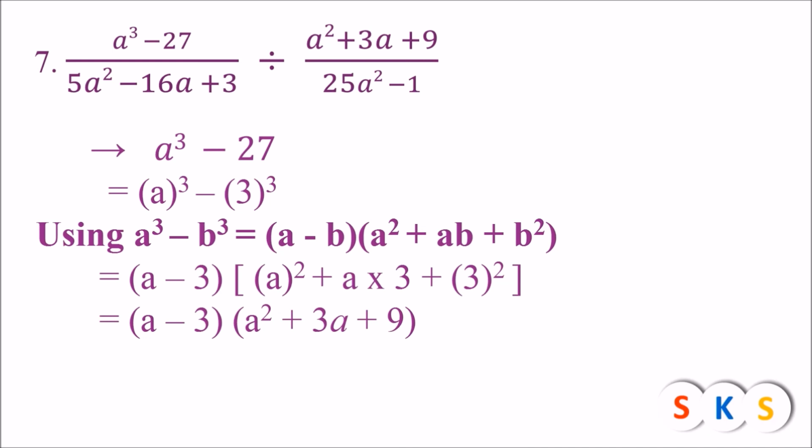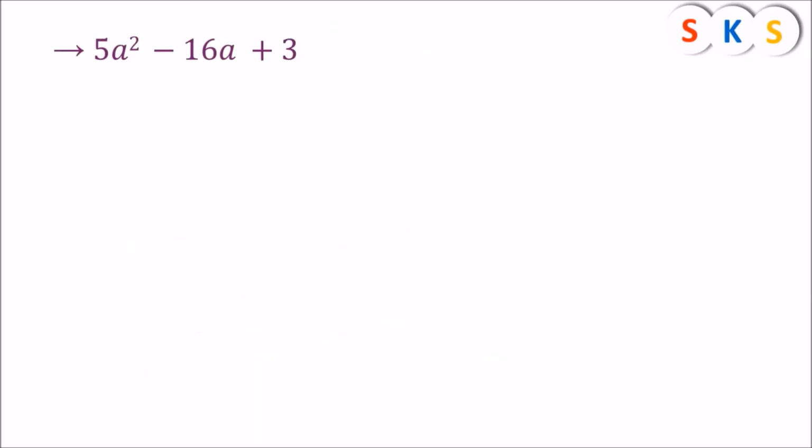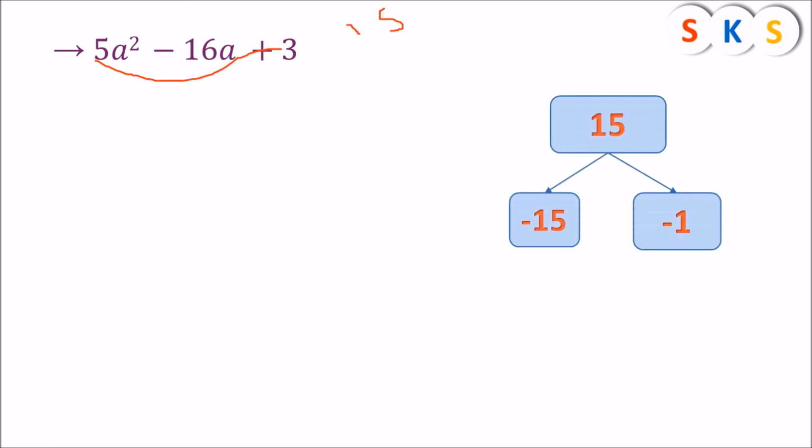Now we will find the factor of the denominator, 5a square minus 16a plus 3. I'm going to multiply 5 with 3, which gives us 15. We will find two numbers such that when I multiply them, I get 15, and when I add them, I get 16. So the factors are minus 15 and minus 1, and minus 15 and minus 1 gives us minus 16.